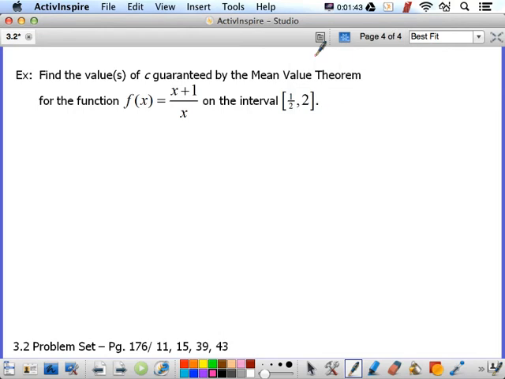For this example, we want to find the values of c guaranteed by the mean value theorem for the function f of x equals x plus 1 all over x on the interval from 1/2 to positive 2. So in order for us to apply the mean value theorem, what has to be true? Two of the three things that have to be true for Rolle's theorem. It has to be continuous and it has to be differentiable. So let's see if we believe it's continuous.